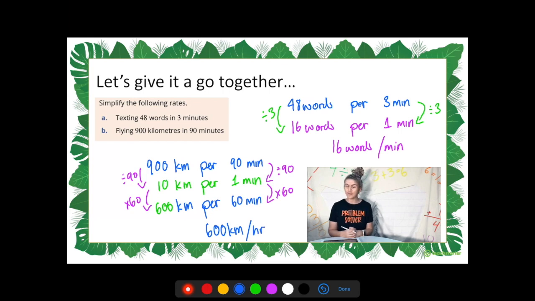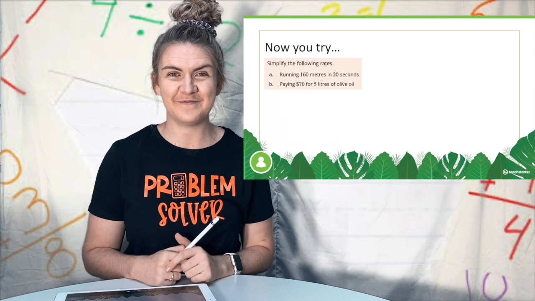So often we like to convert minutes into hours. And it's still the unitary method because it's 1 hour. All right, now you give it a go.